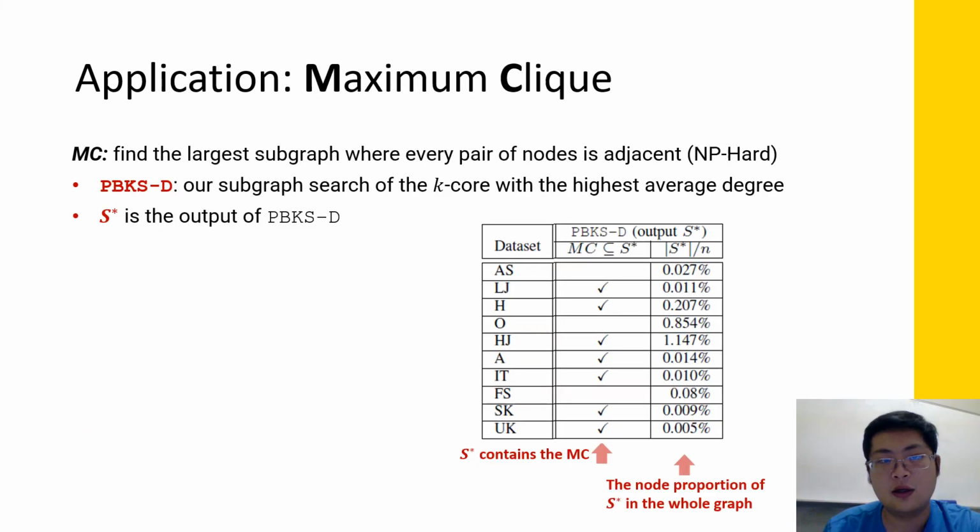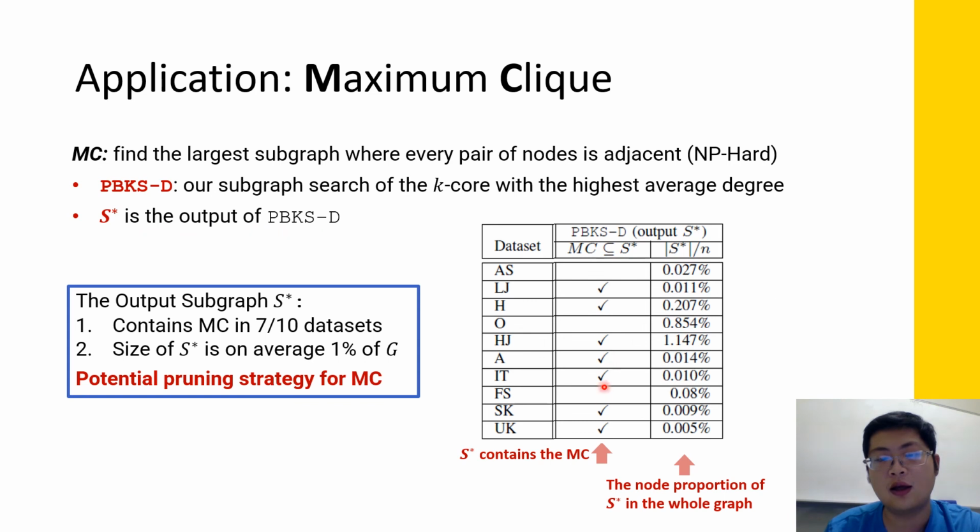The next application is maximum clique, which is to find the largest subgraph where every pair of nodes is adjacent. We still use PBKSD, and we let S star be the output of our algorithm. On the left side, it shows whether S star contains the maximum clique, and we find that our output graph contains the maximum clique in 7 out of 10 datasets, and its size is on average 1% of the graph. Therefore, our algorithm can be a potential pruning strategy for maximum clique.